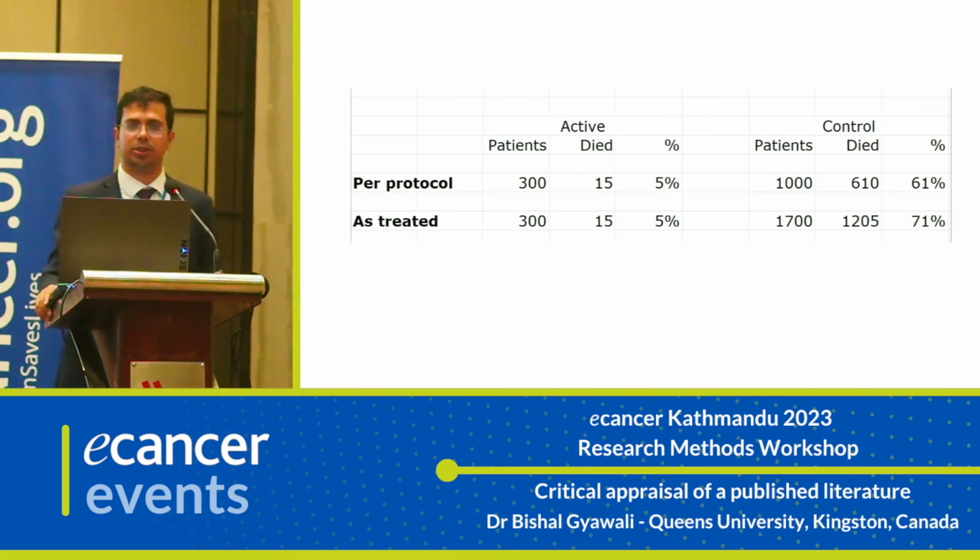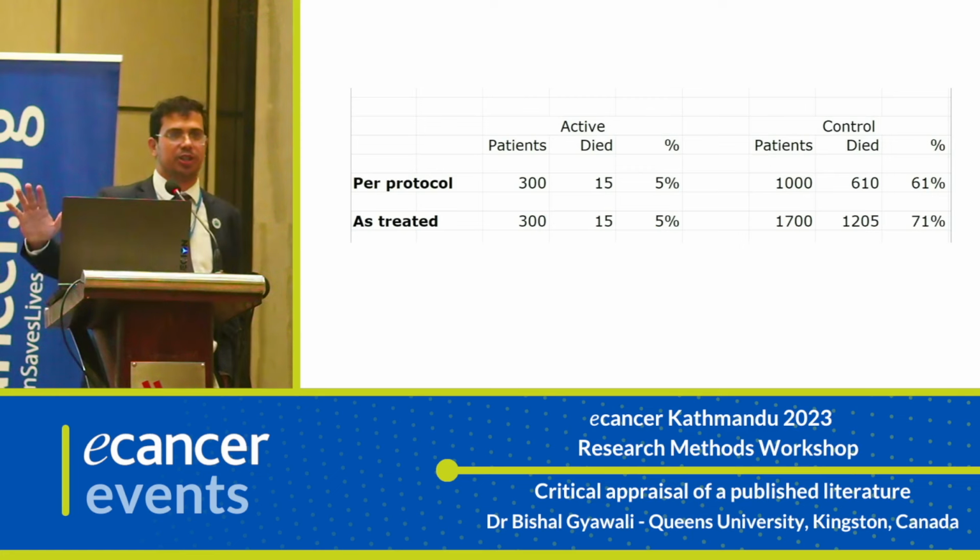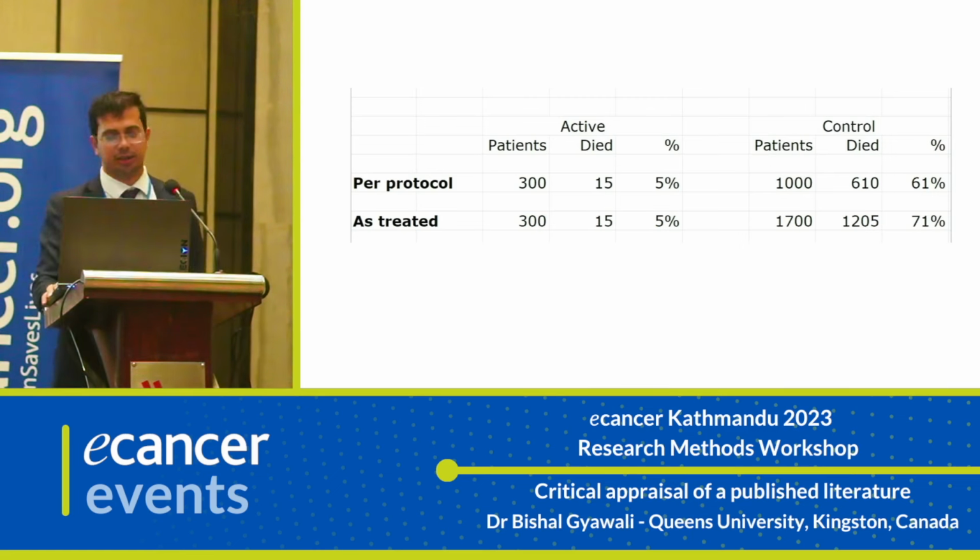And with the drug arm, it's still 5%, 15 of 300 died. So now your drug looks even more impressive. If you can complete 1 year of your drug, only 5% will die. Otherwise, 71% will die. But what is the correct analysis?